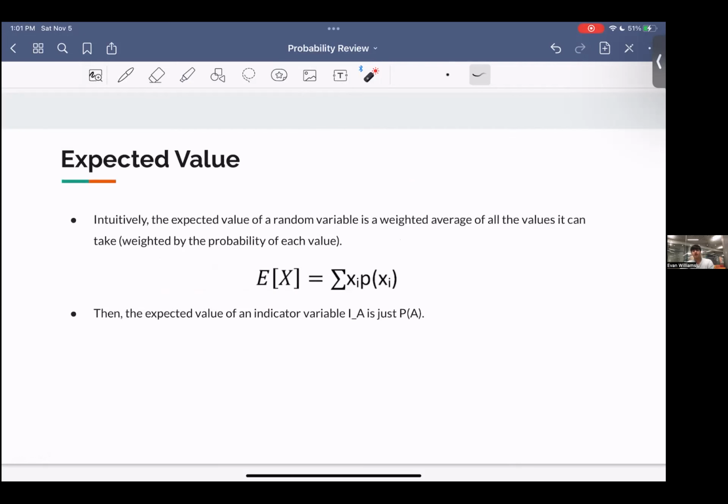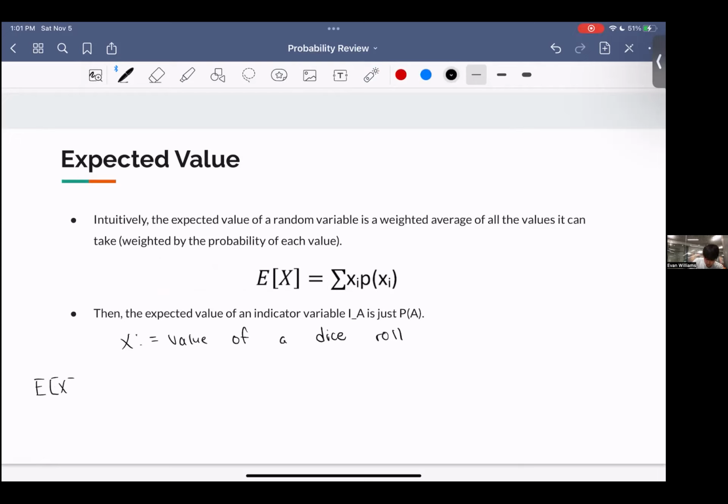So now let's talk about expected value, which is one of the most common things that we're going to use in probability. Intuitively, it's just a weighted average of all the values that a random variable could take, right? So let's denote x as the value of a single dice roll. Then what is the expectation of x?